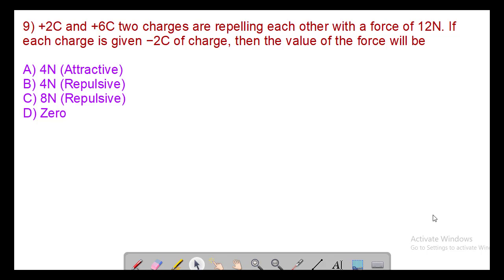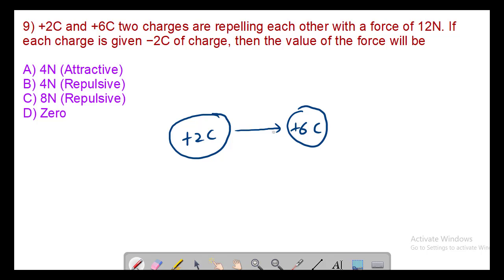Next is question number 9. Plus 2 coulomb and plus 6 coulomb, two charges are repelling each other with a force of 12 Newton. If each charge is given minus 2 coulomb of charge, then the value of the force will be... So initially we have two charges, one is plus 2c and the other is plus 6c, and they are repelling each other with a force of 12 Newton. Now we are depositing a charge of minus 2c here and minus 2c here. So what is the resultant force after depositing?